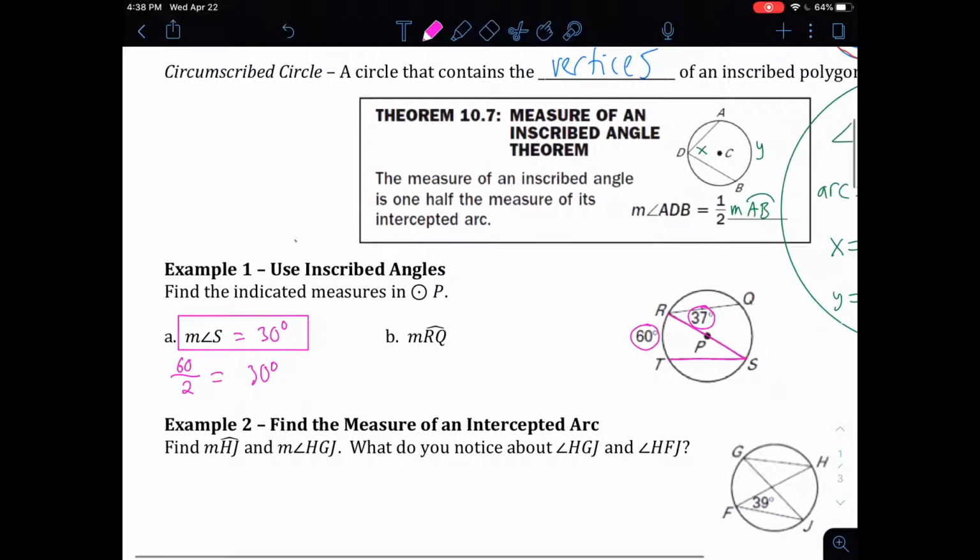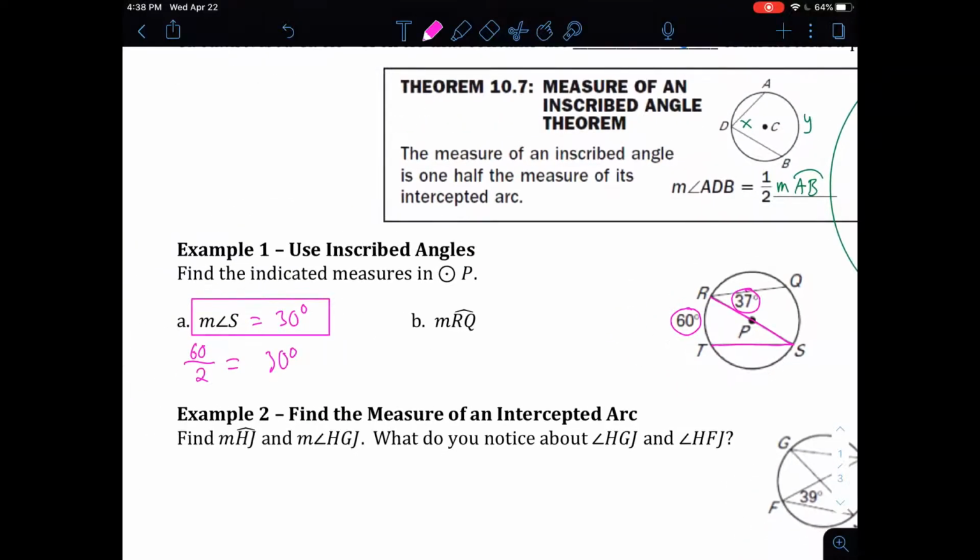All right, easy as that. This angle is half of this arc. This arc is double this angle. All right, sounds good. So now we're looking for the measure of arc RQ. Measure of arc RQ.